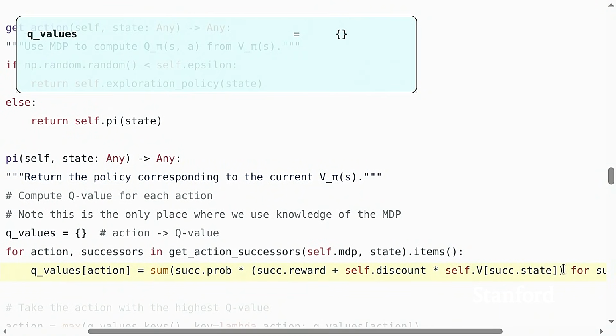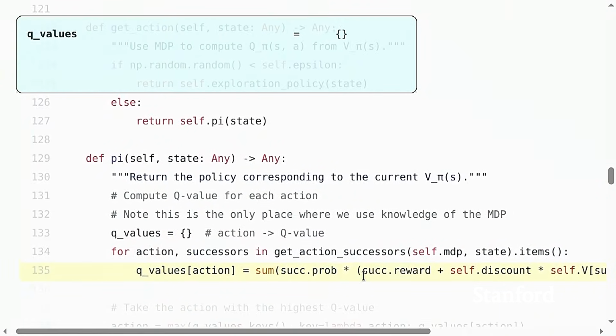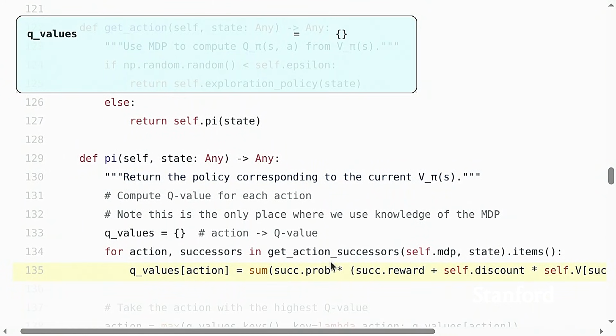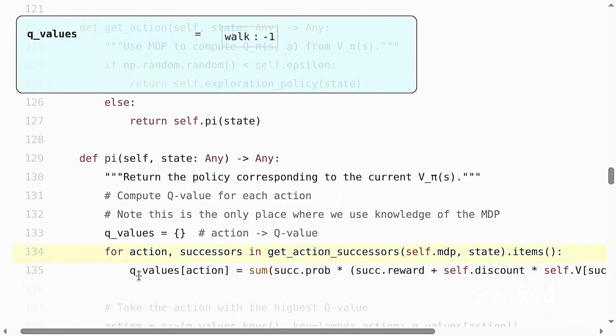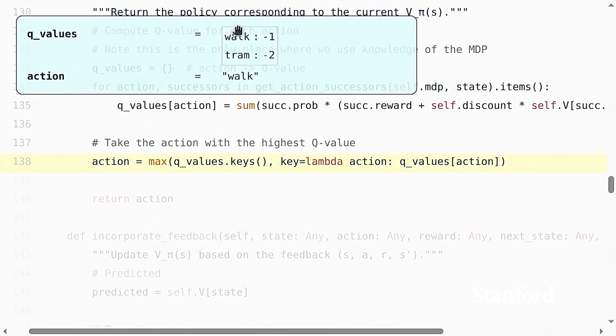So this is where v comes in. If I take v and combine it with my knowledge of how the world works, the transitions, I get a q value as a result. That gives me a set of q values, and then I just take the action with the highest q value. In this case, this is walk. So given these v values, I can compute a policy, and that's going to allow me to act.